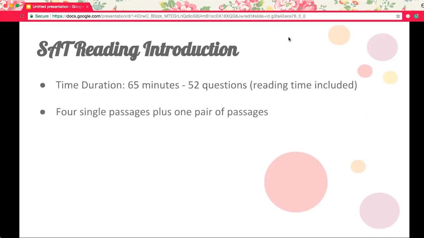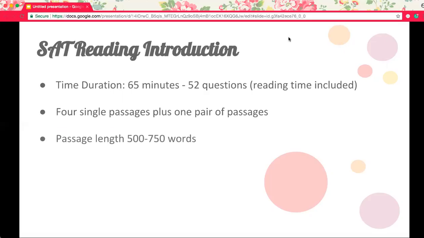So in all, you are required to read 4 single passages plus 1 pair of passages. I know it sounds a little bit intense, like in 65 minutes, you will be reading 6 passages, but don't worry. I believe after our entire workshop, you will have some idea of how to read no matter what kind of passage in an SAT reading with our special strategy.